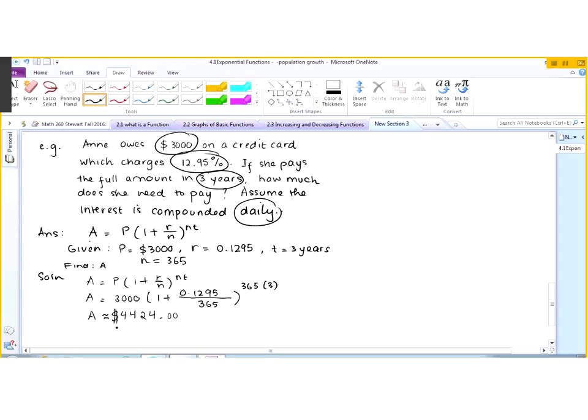Wow, so after 3 years, instead of having to pay 3,000, you have to pay, how much is the interest? Which one is the interest? No, what is the amount of interest? How much dollar is the interest? 1,424. Yeah. So notice that it's close to 1,500.